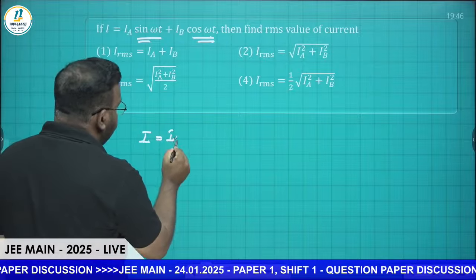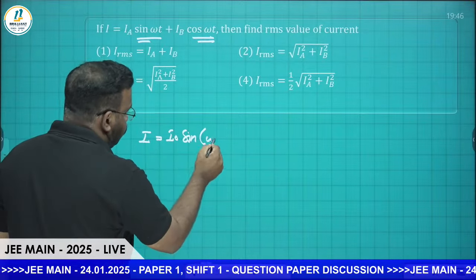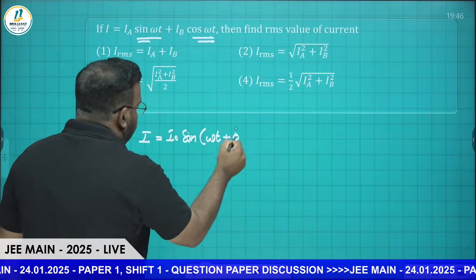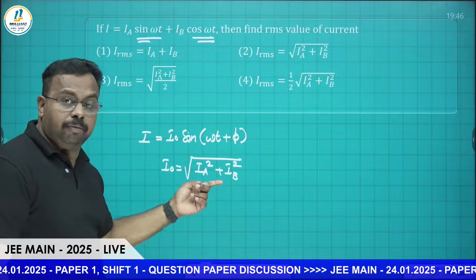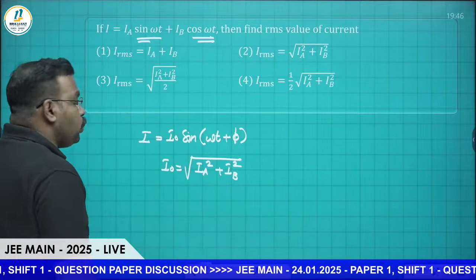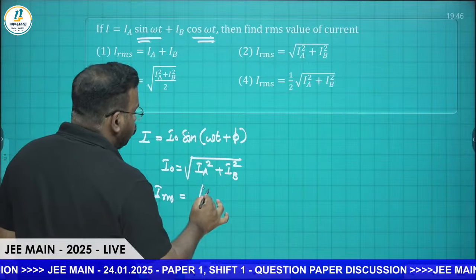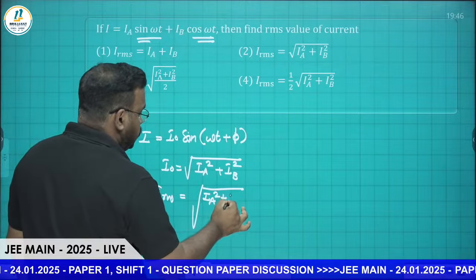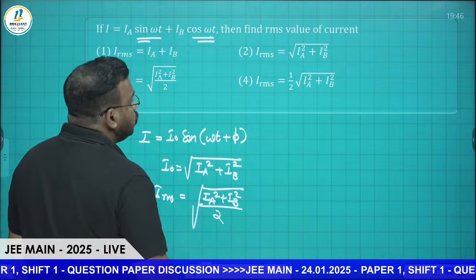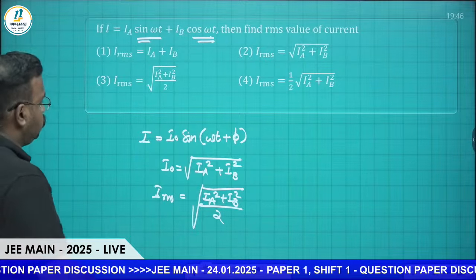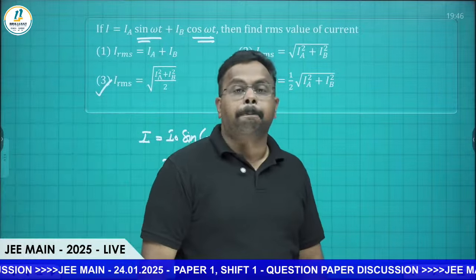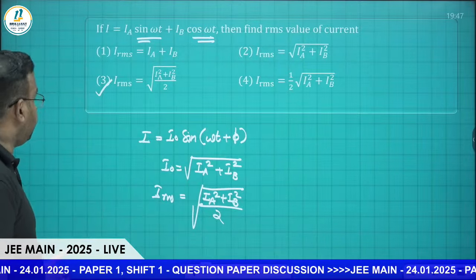I equals I naught sin omega t plus phi, where I naught is equal to root of IA square plus IB square. This idea we have studied in the chapter oscillation and waves. Then I RMS is equal to this divided by root 2. So this by root 2, we can write as root of IA square plus IB square by 2. Option 3. Easy. Okay, next question.